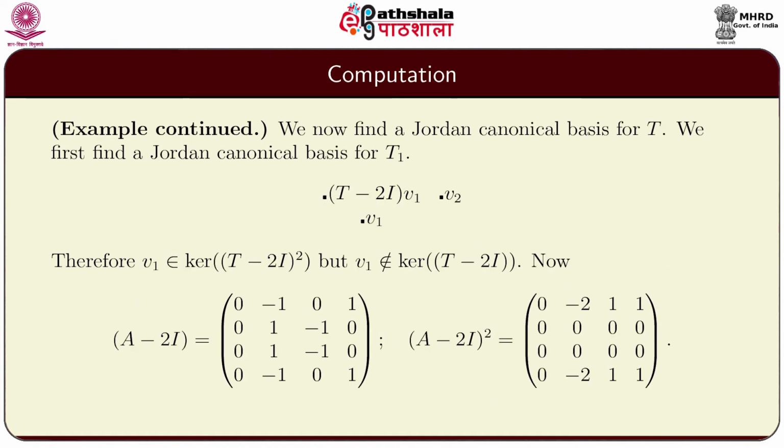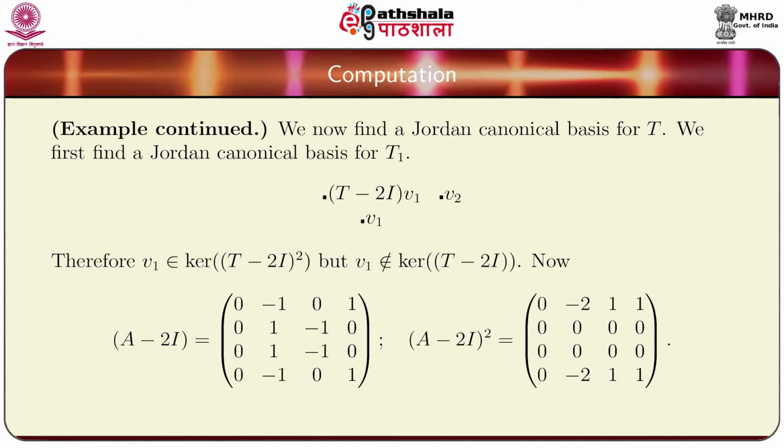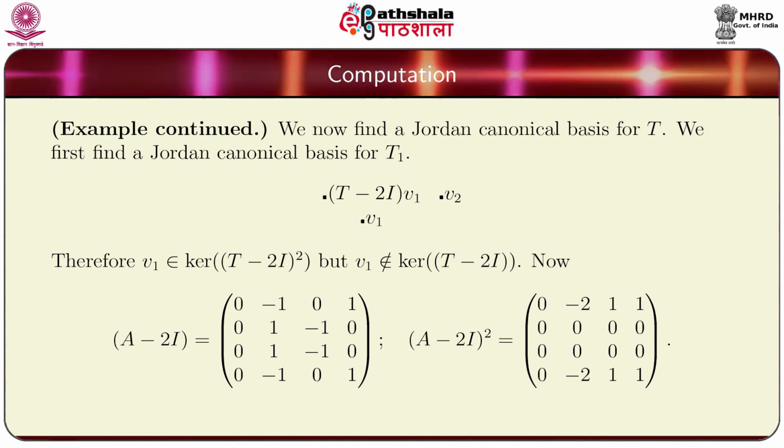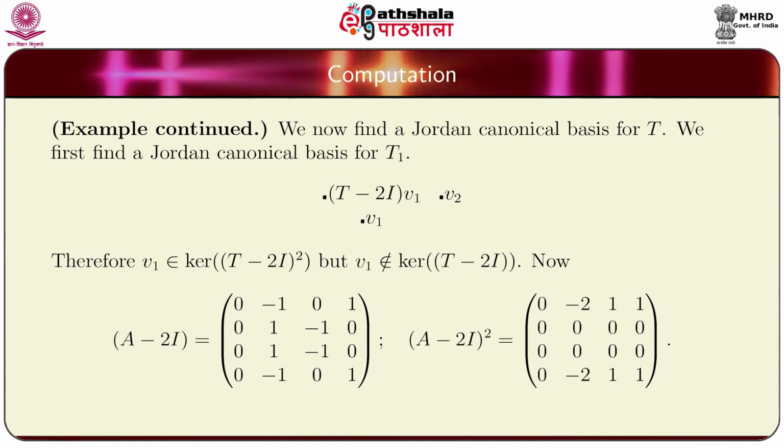Let us now calculate a Jordan canonical basis for T. We first find a Jordan canonical basis for T1. This is the dot diagram for T1. You can see that we have a cycle (T minus 2I)V1 and V1, and then there is another cycle of length 1, that is V2. Therefore, V1 belongs to the kernel of (T minus 2I) square, but does not belong to the kernel of (T minus 2I). The question is how to choose V1.